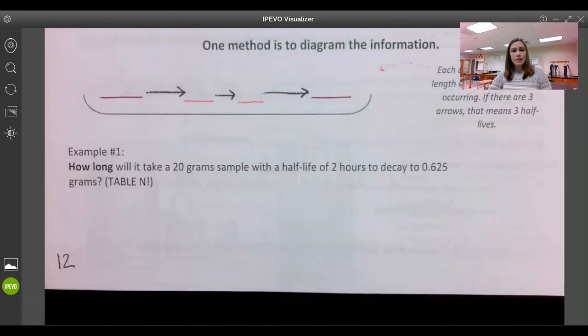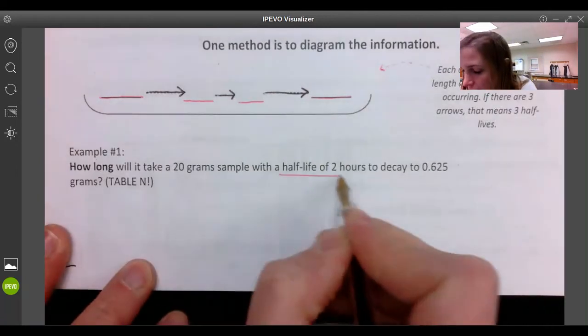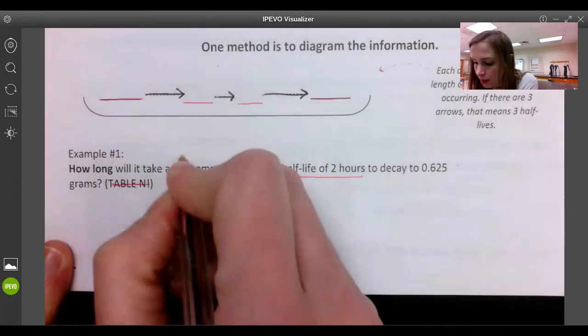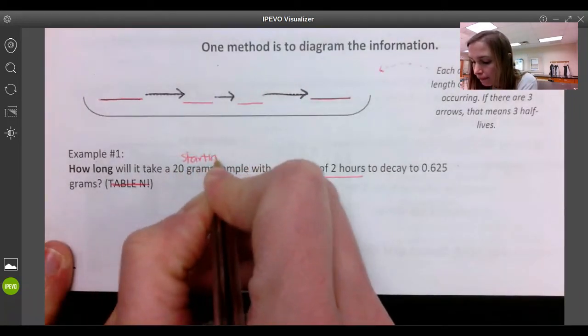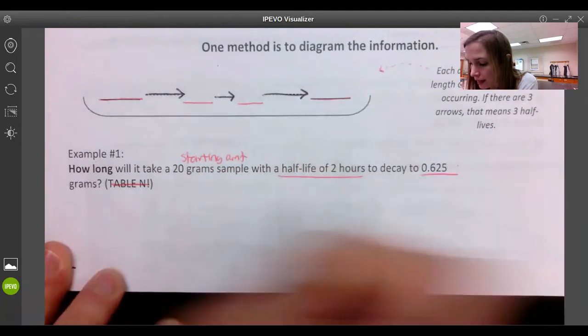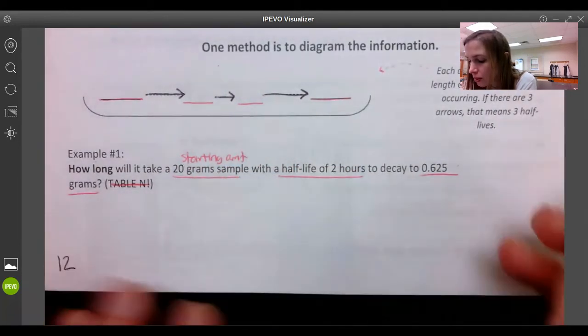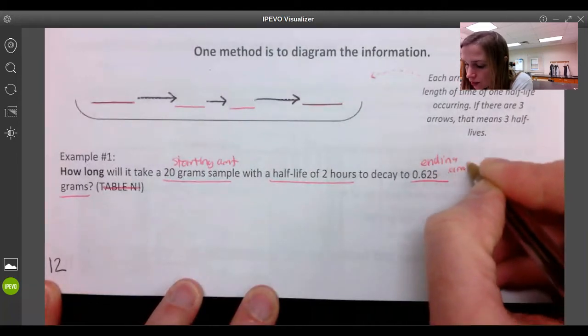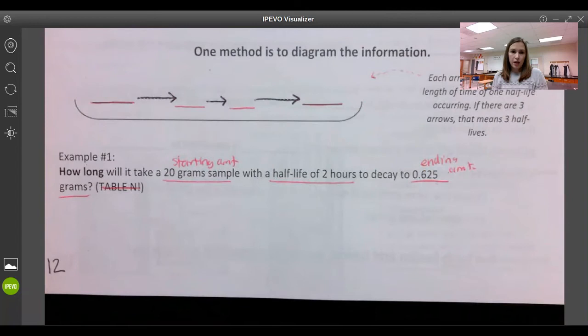So in example 1, it says: how long will it take for a 20-gram sample with a half-life of 2 hours to decay to 0.625 grams? Now in this one, it's telling us the half-life is 2 hours, so we actually don't need Table N for this one. So I'm looking for my total time. I know my starting amount, and I know my ending amount. So 20 grams to start with, and then 0.625, this is my ending amount. And I want to know the total length of time.